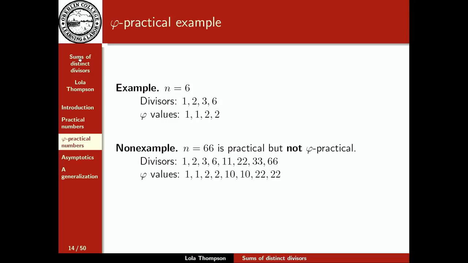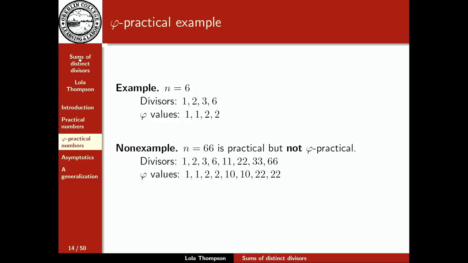And so 6, you can see, is phi practical. You could see that by writing x^6 - 1 as that product of the dth cyclotomic polynomials, or more easily, you can write out the divisors of 6, write out its totient values, and observe very easily that we can make all the numbers between 1 and 6.